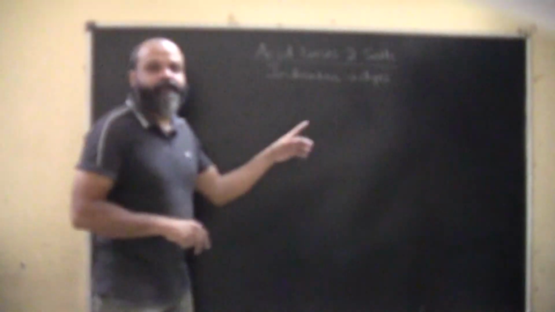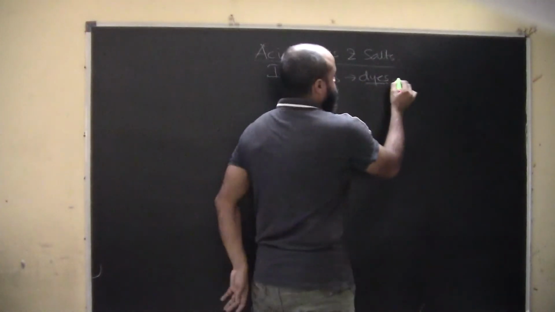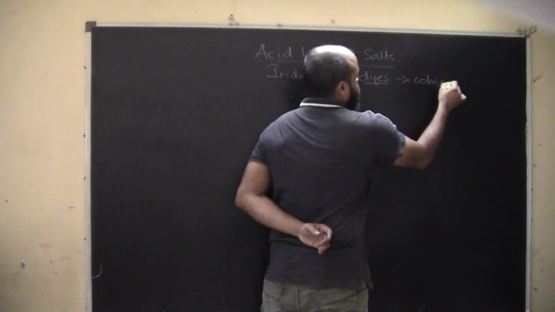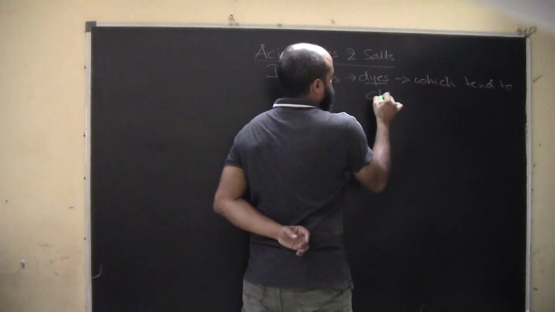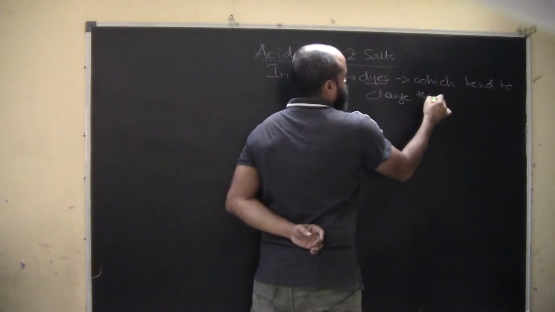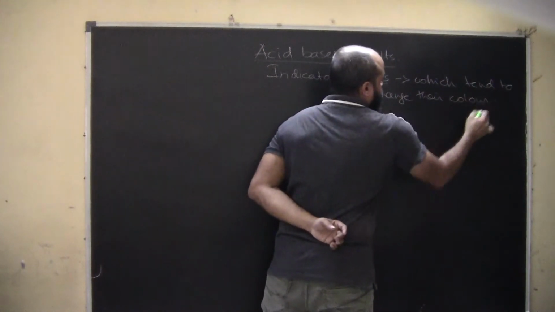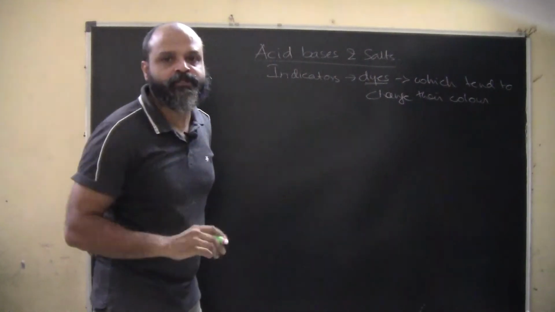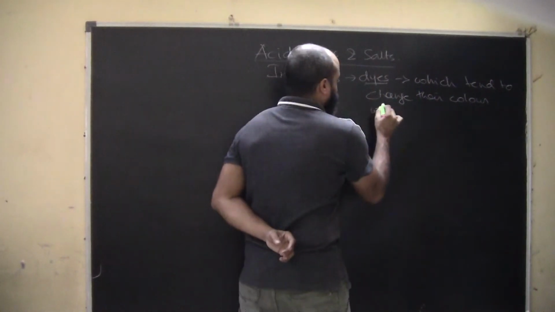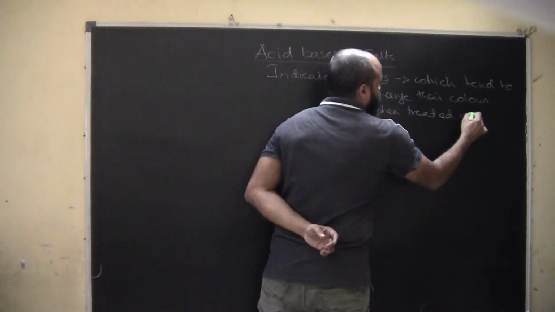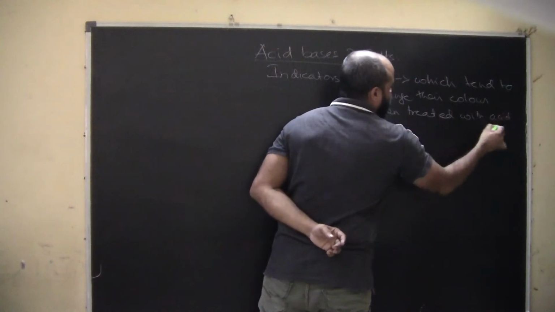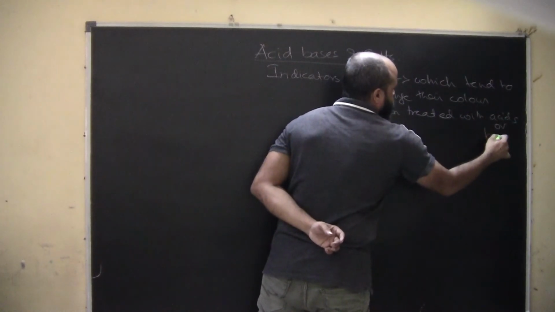Okay, so indicators are what? Indicators are basically dyes which tend to change their characteristic color when treated with acids or bases, okay.